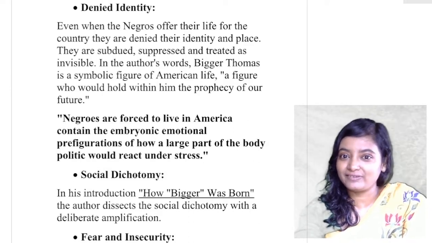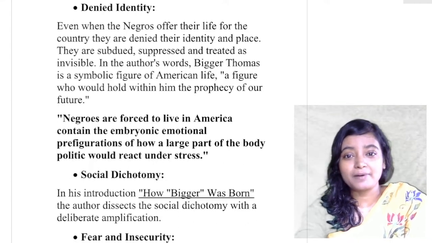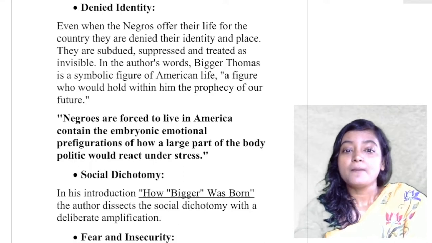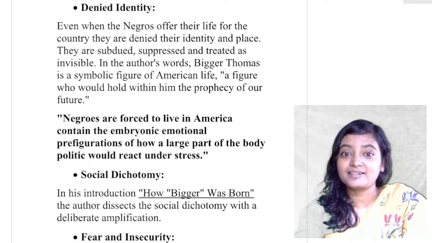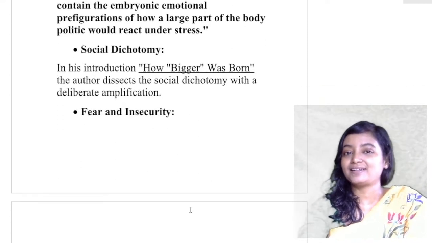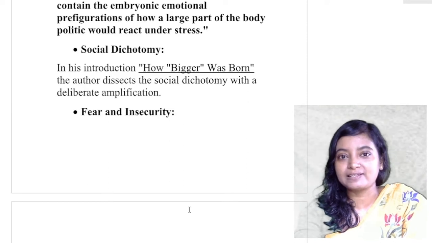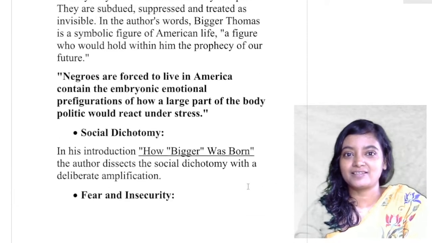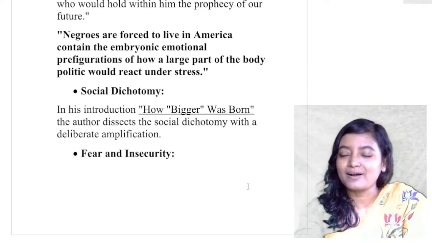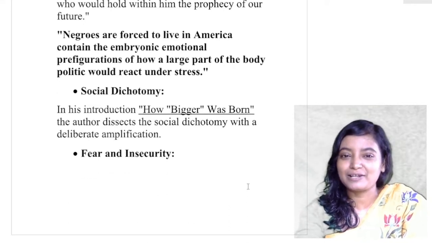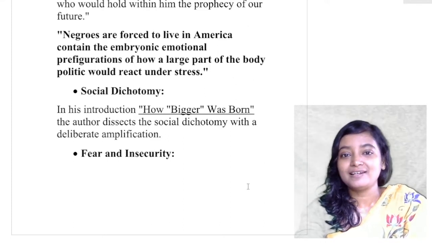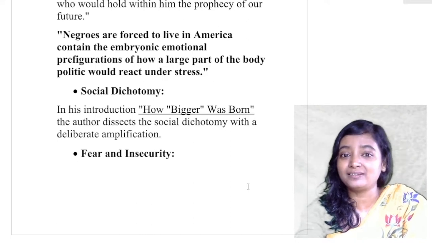Negroes forced to live in America contain the embryonic emotional prefiguration of how a large part of the body politic would react under stress. Now, social dichotomy. This is another theme, and that is correlated with the first, that is the denied identity. When there is social dichotomy, obviously one's identity must be denied. In his introduction, How Bigger Was Born, the author dissects the social dichotomy with a deliberate amplification.